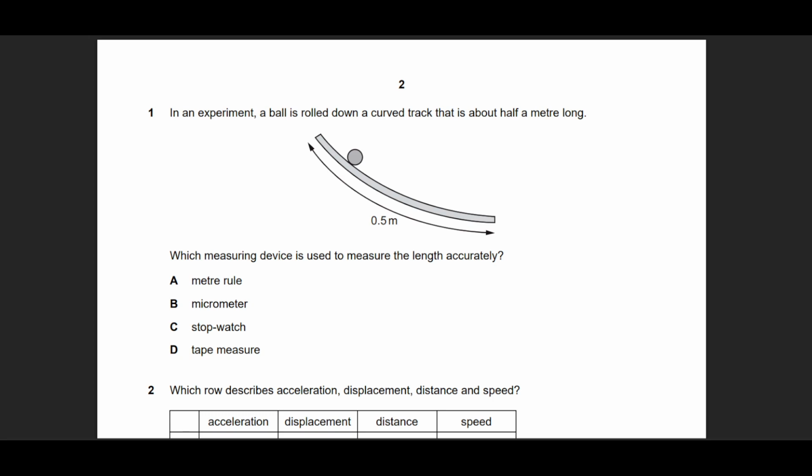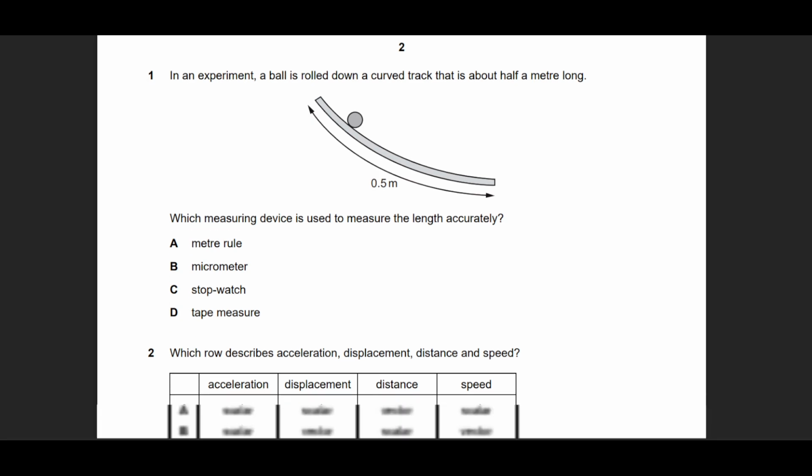This is Physics major in 2023, paper 1-2 of O-levels. Question number 1 says, in this experiment, it's a rolled curve track. Which instrument can help you to measure this?